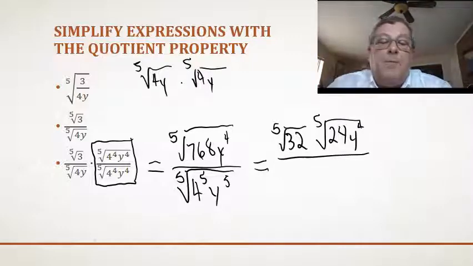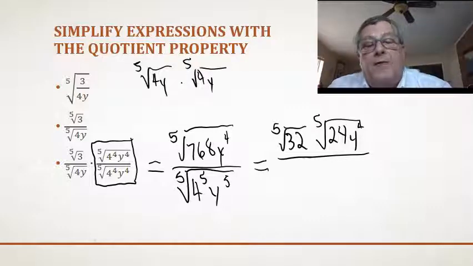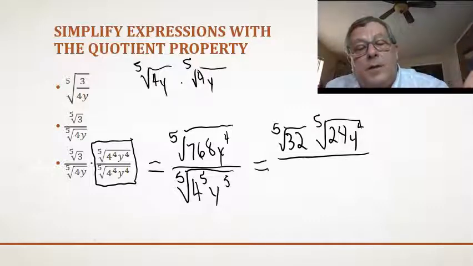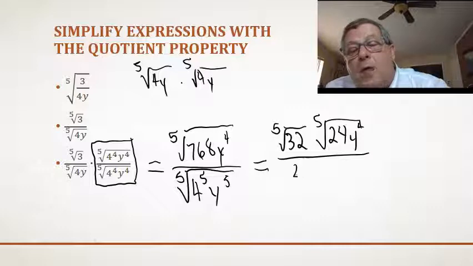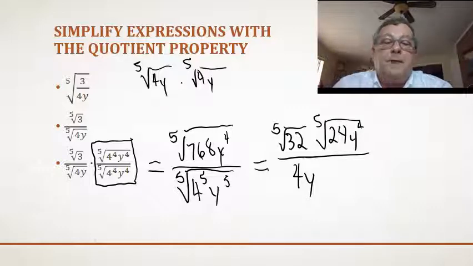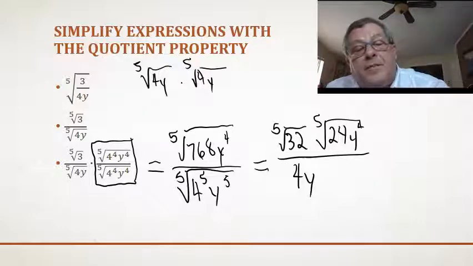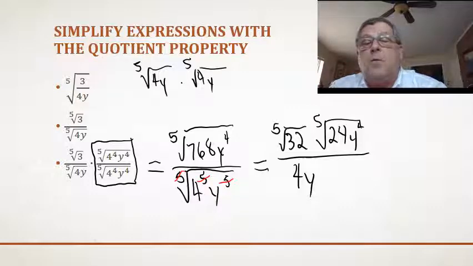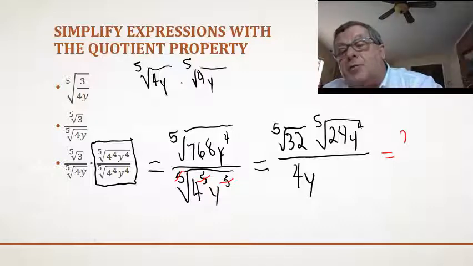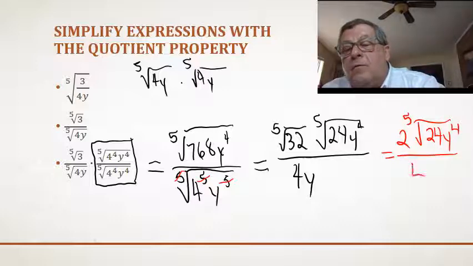All right. Now in my denominator, I'm taking the fifth root of 4 to the fifth power, y to the fifth power, and that's just simply going to be 4y. Because taking the fifth root of this stuff raised to the fifth power is going to just cancel those powers and just leave me with 4y. Now, we just went through and discovered that the fifth root of 32 is in fact 2. So I got 2, fifth root of 24 y to the fourth over 4y.